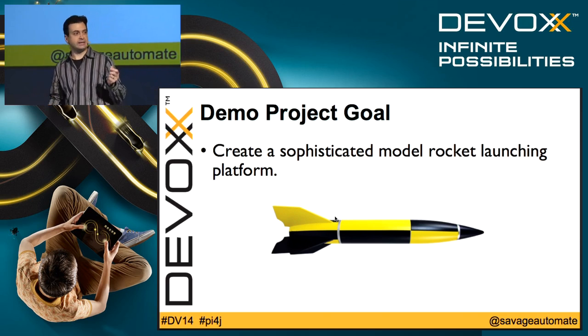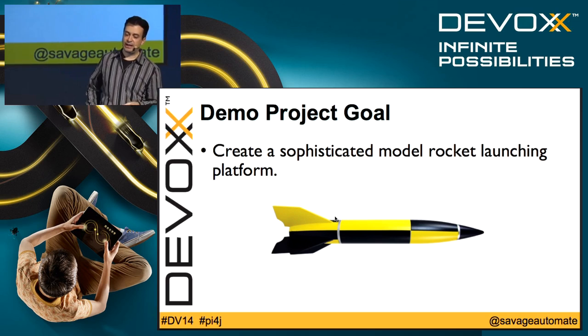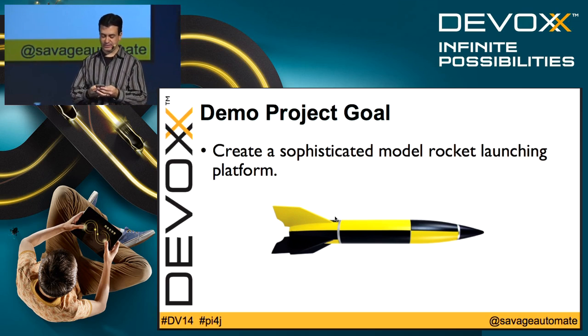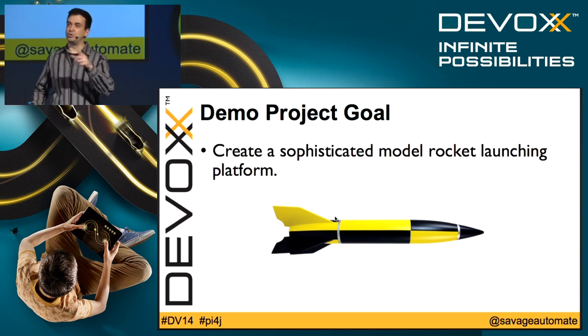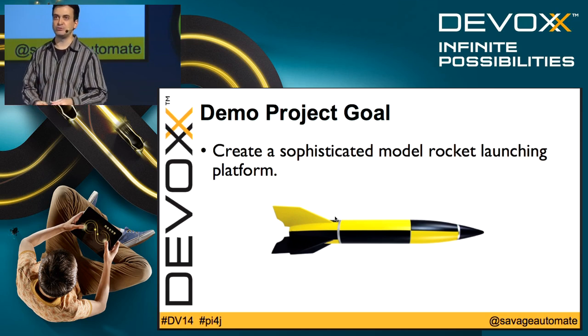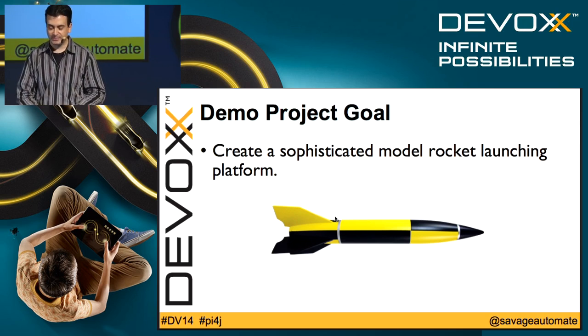So I think we're going to take a quick break, and then when we come back, we're going to go into the details of how we would create this model rocket launching program. It's about 2:50. Why don't we get back around 3-ish? We'll start probably 3:05, and then we'll go through the exercise to create our demo project.